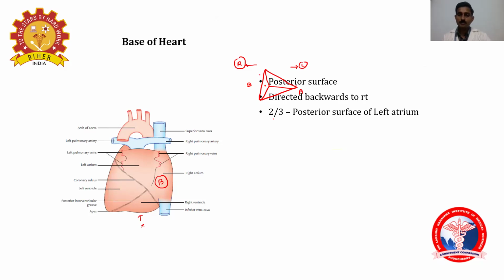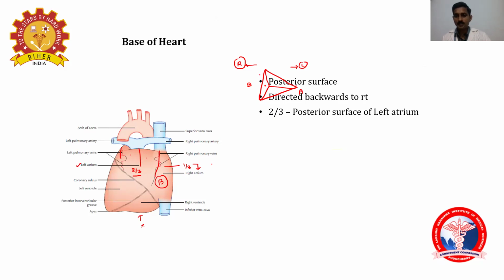In each area we are discussing, you should know which chamber of the heart forms that area. So here, if we divide them into three parts, the left two-thirds is formed by the left atrium, and the right one-third is formed by the right atrium. So these two-thirds are formed by which chamber? Left atrium. One-third is formed by the right atrium.